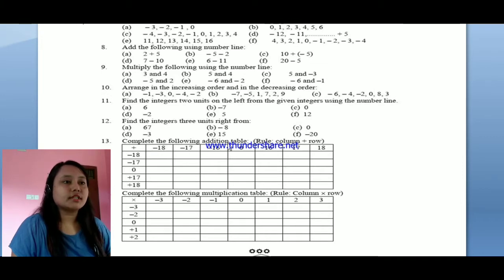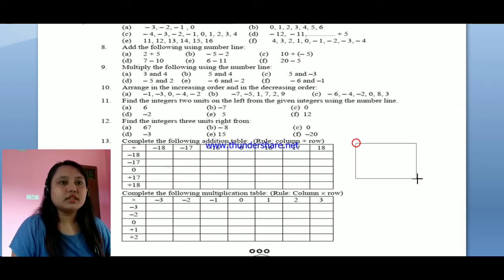Here you can see question number 13: complete the following addition table. In question numbers 13 and 14, a table is given, and according to the question you have to do the simplification. The columns and rows have been given with various numbers, and now you have to do the addition. Suppose here 18 and 18 is given, right? So now how do you have to do it?